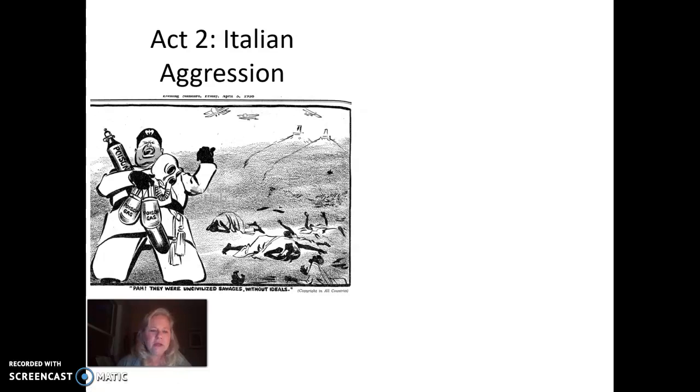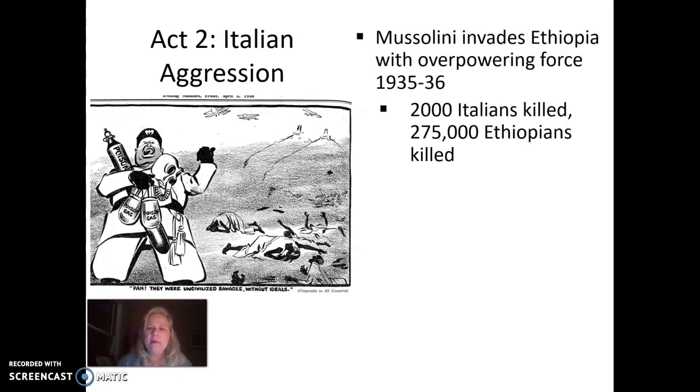Act 2, Italian aggression. So Mussolini invades Ethiopia. Now, do you remember when Africa was colonized? There were two places that were not colonized. Ethiopia was one. The Italians tried to conquer Ethiopia, but King Menelik had been pretty clever and had gotten Western-style weapons and was able to keep Italy from getting into Ethiopia. The second place was Liberia. Well, Mussolini didn't forget about that failed invasion in the late 19th century.